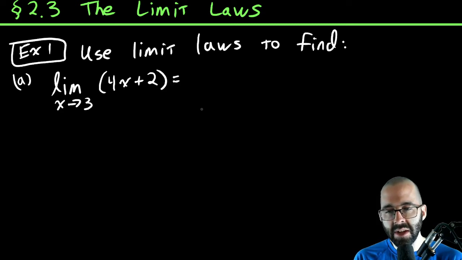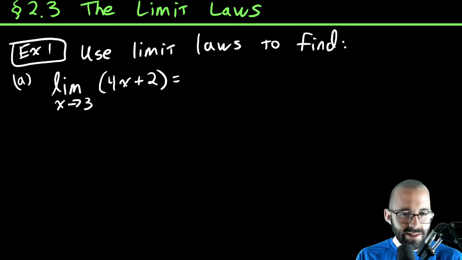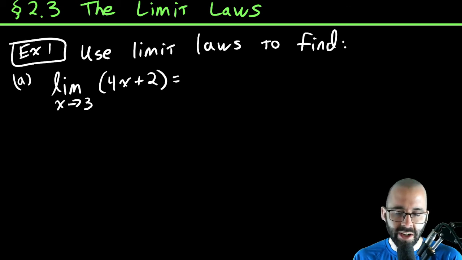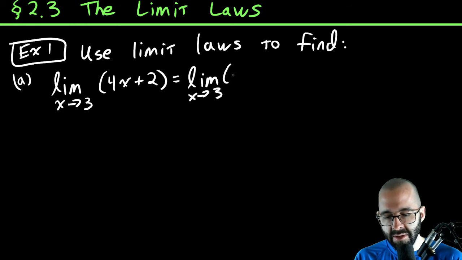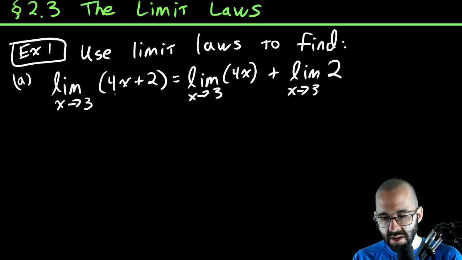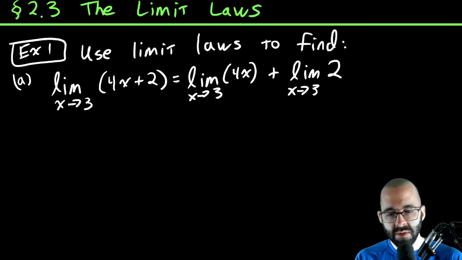All right, so we have to use the limit laws. We're going to start with the sum law, which says that if I have the limit of two things added together, we can add their individual limits together as long as everything exists. Everything exists here, so this is equal to the limit as x approaches 3 of the first thing, 4x, plus the limit as x approaches 3 of the second thing, 2. And we should note what law we're using. This is the sum law.